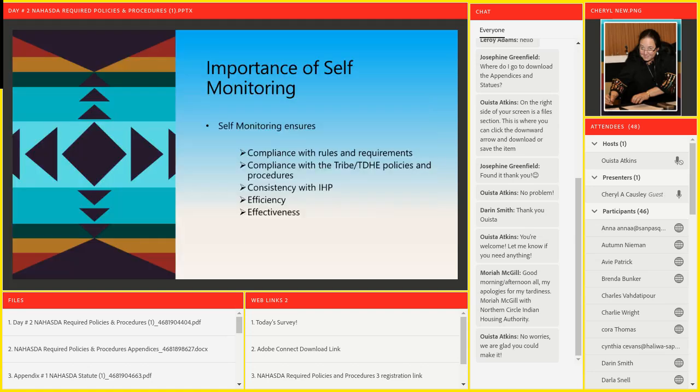Self-monitoring. Why? The importance of self-monitoring. You need a policy for this. You're certifying that you have a policy and procedures when you complete your APR on a yearly basis. So that means at least once a year, you're supposed to be doing self-monitoring.